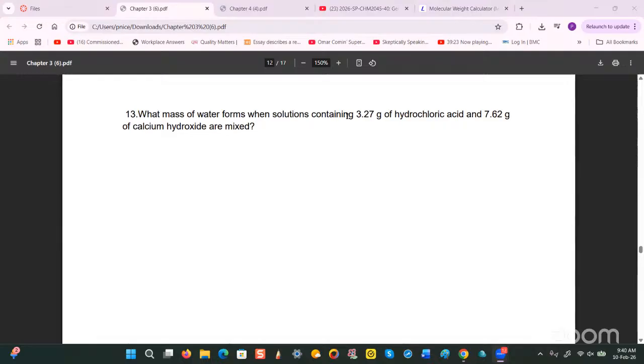solutions containing 3.27 grams of hydrochloric acid and 7 Oh, by the way, there's a paper going around, the tender sheet, where it are. Yeah.